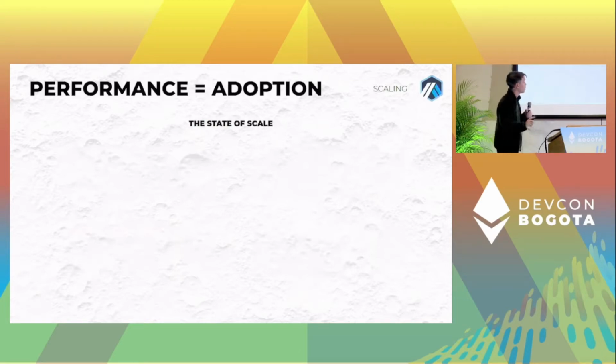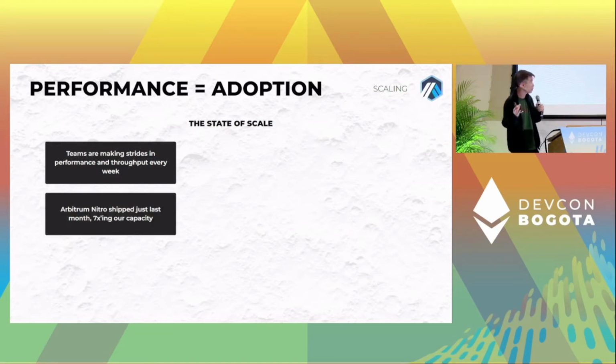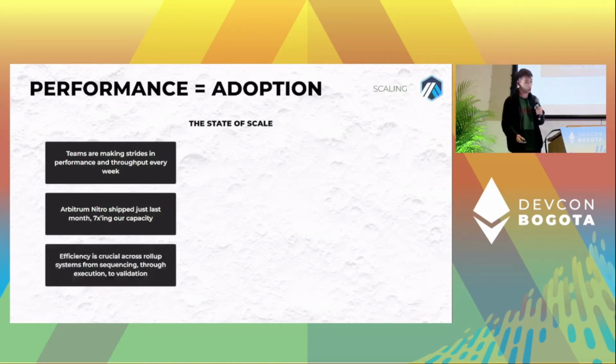I think this next point is on performance, right? As much as we can increase throughput and bandwidth and execution speed on the chain, more people will use it, more developers will build. So the good news is this is happening all the time. We're doing this today. We're at a conference talking about how we can all work together to make this possible. So there's lots of stuff happening. We shipped Nitro a couple months ago. We 7x'd our capacity. We lowered speeds. Things are looking pretty good for rollups.